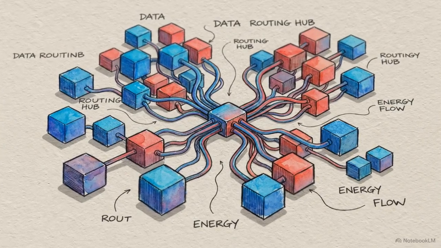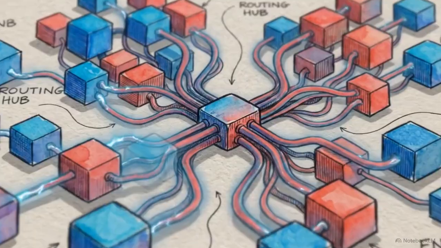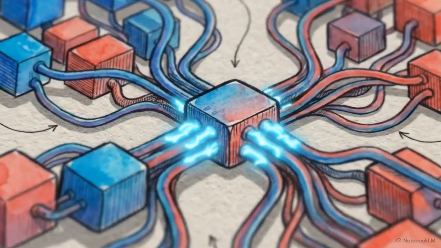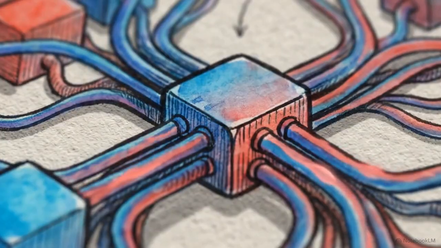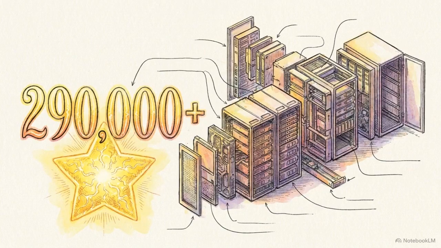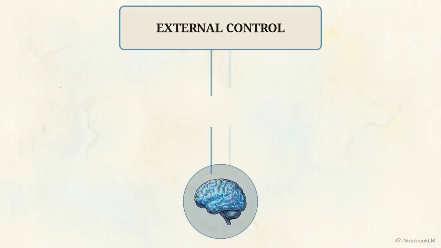The standard for building AI agents relies entirely on external orchestration frameworks. Developers use tools like LangGraph, CrewAI, and Semantic Kernel to govern models. These frameworks have collectively amassed over 290,000 GitHub stars, becoming the default infrastructure for enterprise AI applications. They all operate on the same premise. An external control system sits above the LLM.